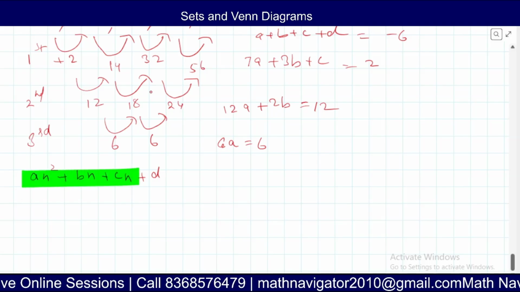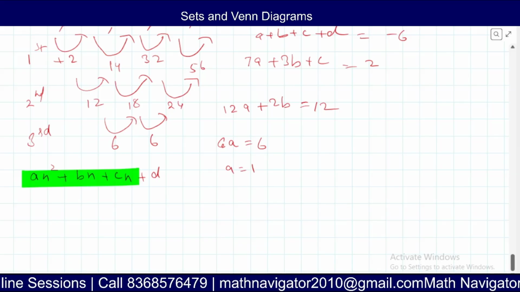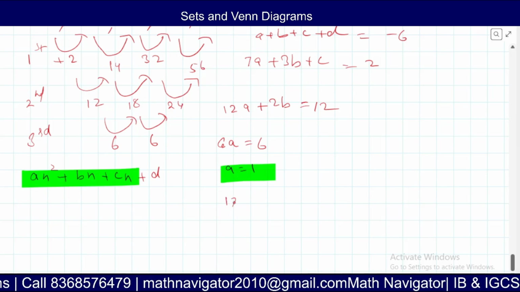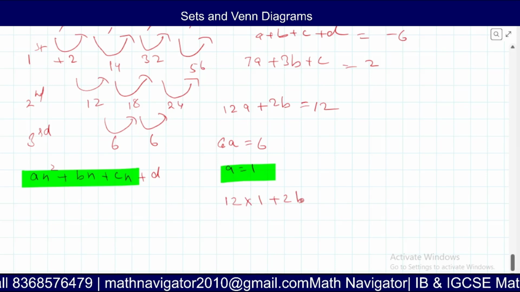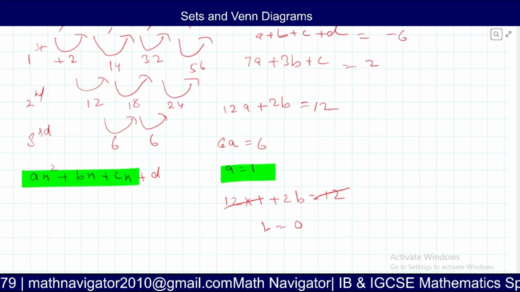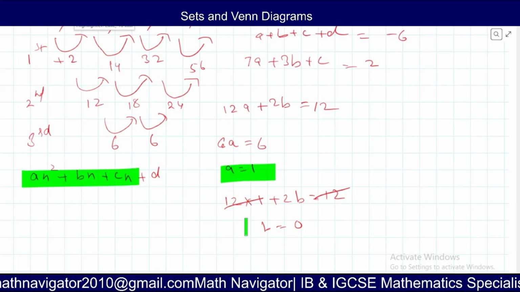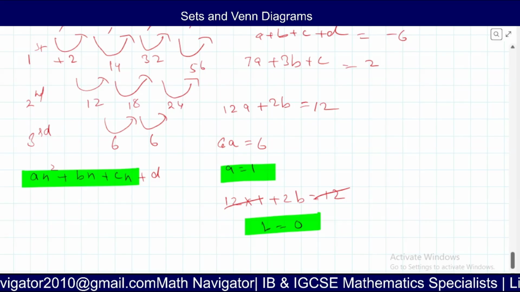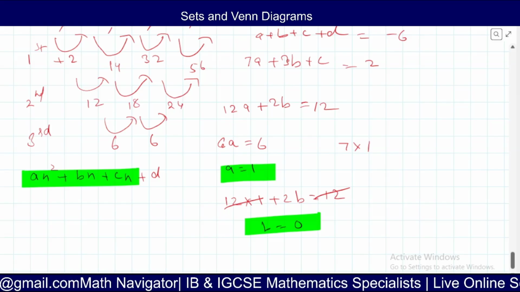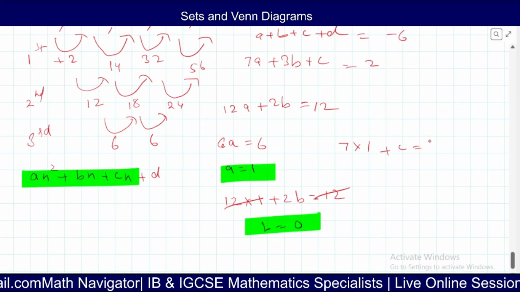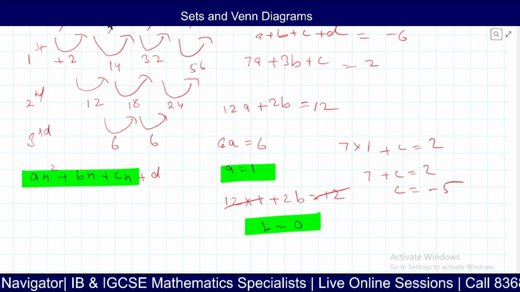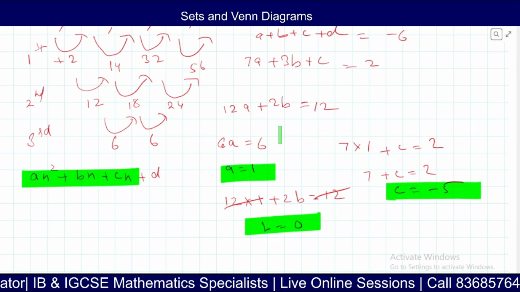So here I can say 6a is equal to 6, so a is equal to 1. So I got my a. Now 12a plus 2b. So 12 times 1 plus 2 times b is equal to 12. So 12 cancels 12. So b is equal to 0. I've got my b as 0. Got it? Then here I have a as 1. So 7 times 1, plus 0, plus c is equal to 2. So this becomes 7 plus c is equal to 2. c is equal to negative 5. Clear? So I have got c is equal to negative 5.